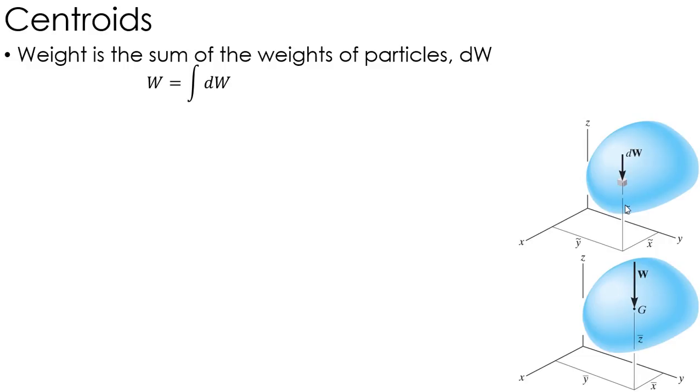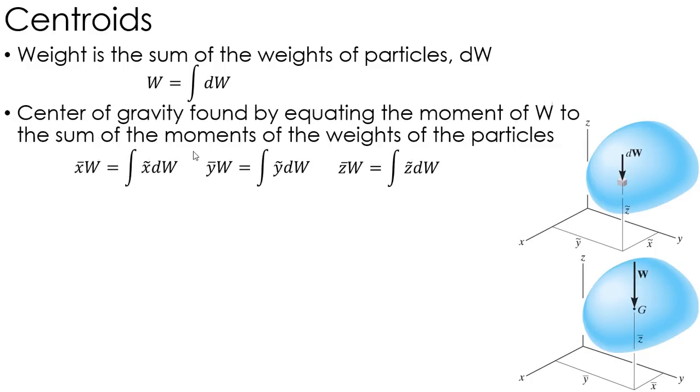The total weight is simply the sum of all of these dWs, so I just sum them up. Now, summing up an infinite number of particles is what an integral is. So the total weight is the integral of dW. Now that we have the total weight, we can find the location of the center of gravity.